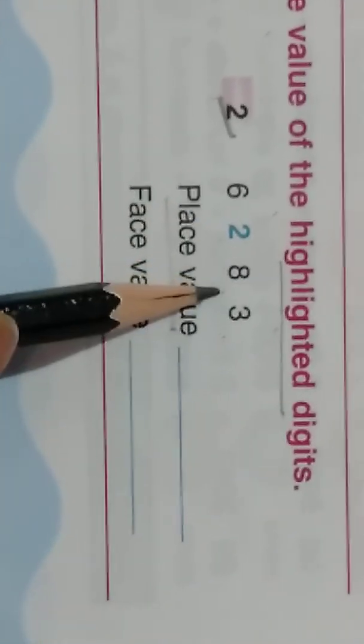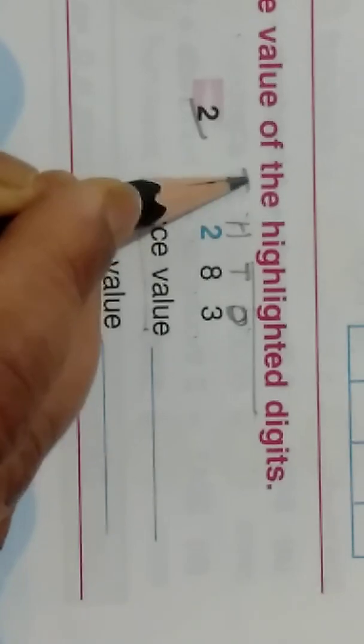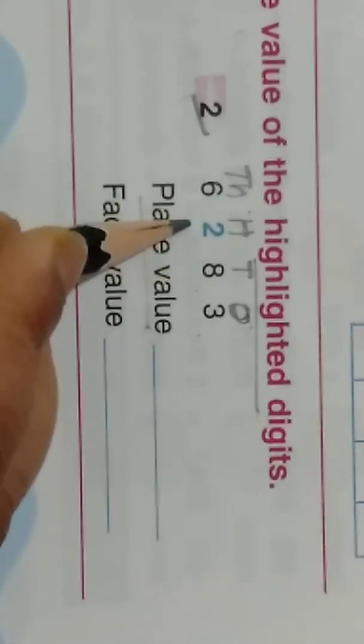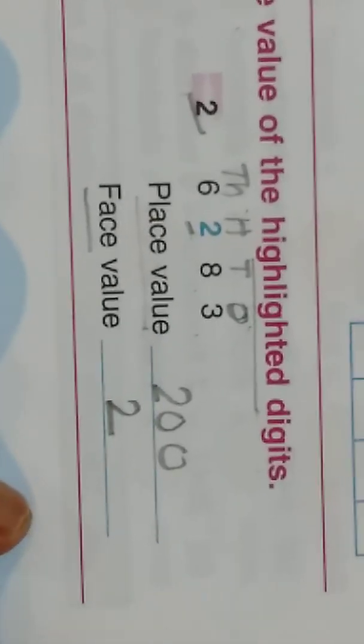6283. So what is the place value? First of all, tell me what is the place of that? It's ones, tens, 100 and 1000. So 2 is at what place? 100. So what will be the answer? Place value will be 200. And what is the face value? The number itself. So just write 2. Very easy. Let's turn the page.